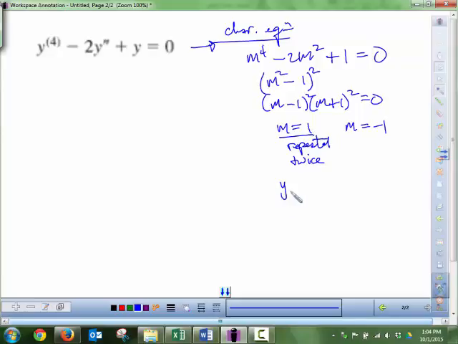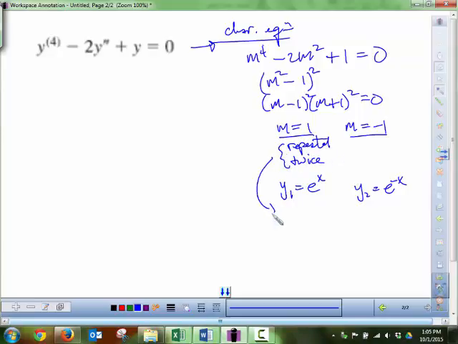According to this, m is equal to 1. One of our solutions is going to be e to the 1 times x. I guess we'll use x. And according to this m is equal to negative 1, another solution is e to the negative x. The fact that it's repeating means I need to get another solution out of that. So that my third one is x e to the x.